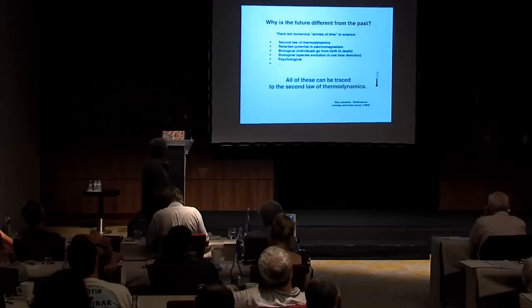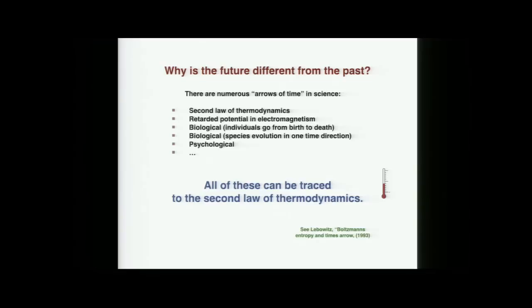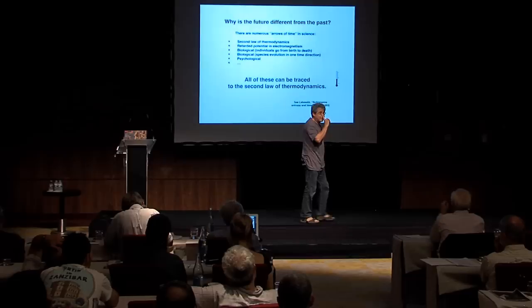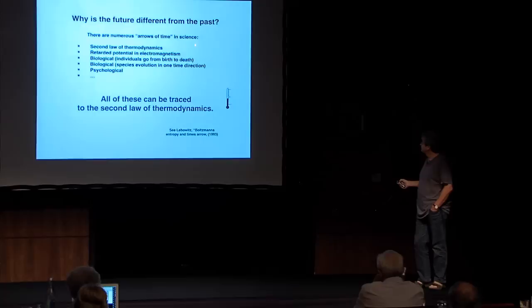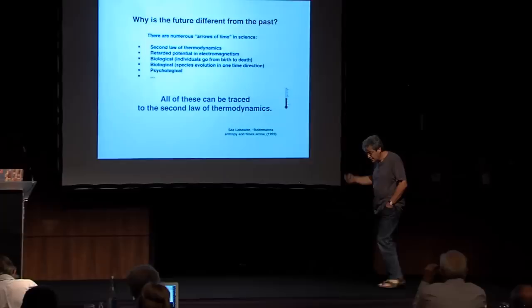Now, why am I talking about that in a philosophy of cosmology context? The overall question I'm addressing is: why is the future different from the past? This has been discussed by zillions of books. I'm not going through all the discussion. I'll just give you what I believe is a rather large consensus about a partial answer to this question. There are all sorts of arrows of time in physics and science: thermodynamics, retarded potentials in electromagnetism, biological, psychological, and so forth. I think there is a consensus that they all come from the second law of thermodynamics.